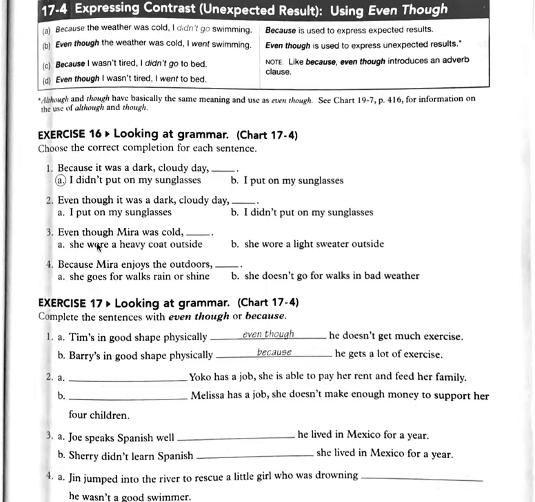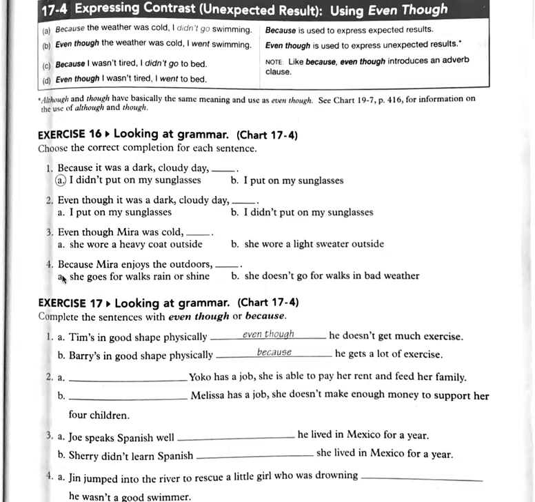Number 3, even though Mira was cold, what do you think? She wore a heavy coat outside or she wore a light sweater outside? So here, if you're cold, you wear a heavy coat. But even though unexpected Mira was cold, letter B, she wore a light sweater outside. Like, it doesn't make sense. Mira, you're cold. Why did you wear a light sweater?